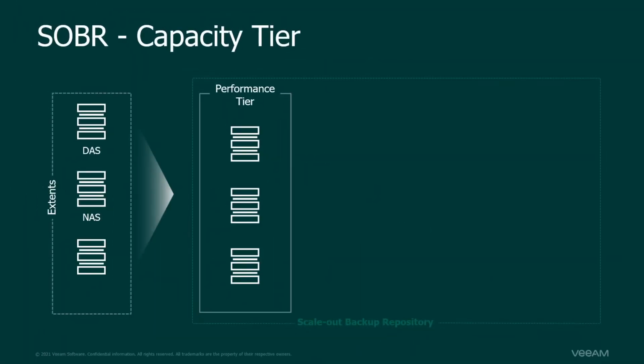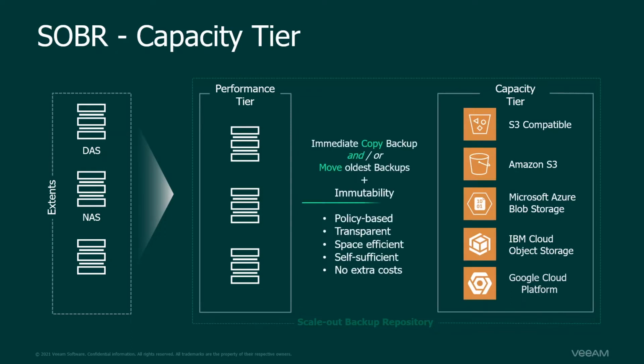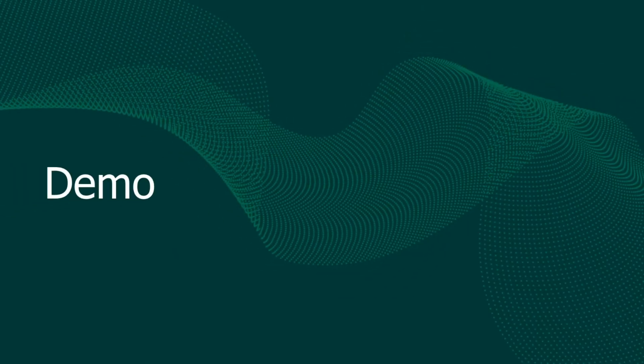Also, for Cloud Connect, the same rules apply as for normal Veeam Backup and Replication. You can use the performance tier, and of course you can use the capacity tier as well. So we can do copy and move backups to an S3 or S3 compatible, Microsoft Azure Blob, IBM Cloud, or even Google Cloud Platform, depending on your business needs, your customers' business needs, and how you are running your business with Cloud Connect. So let me show you how that works with the cloud repositories in a small demo.